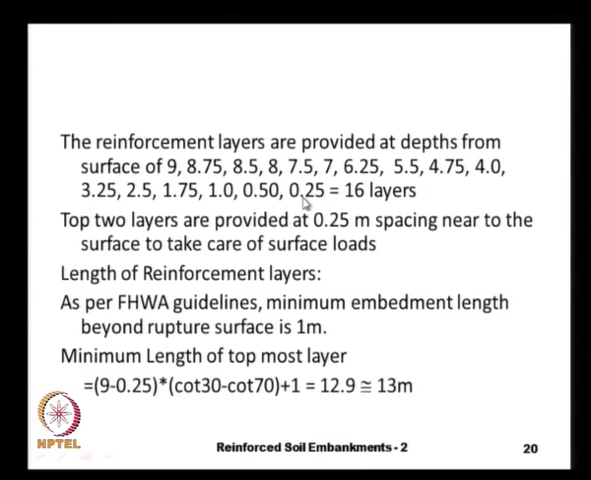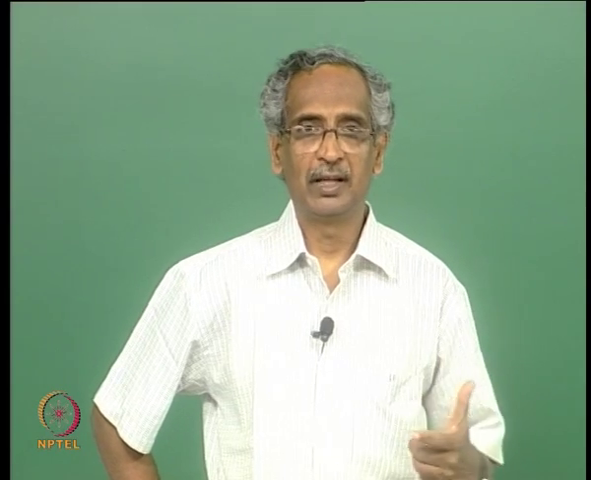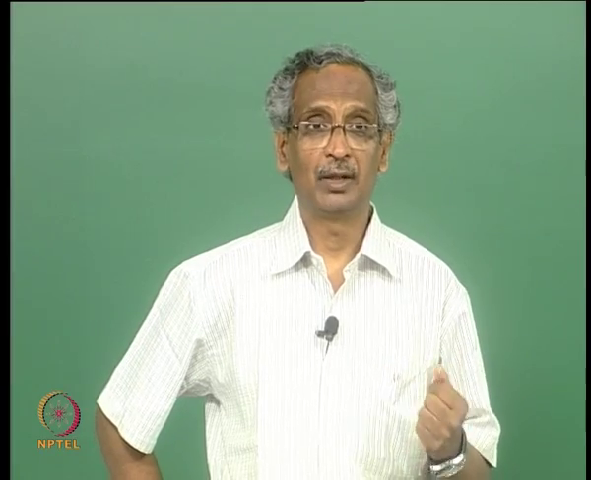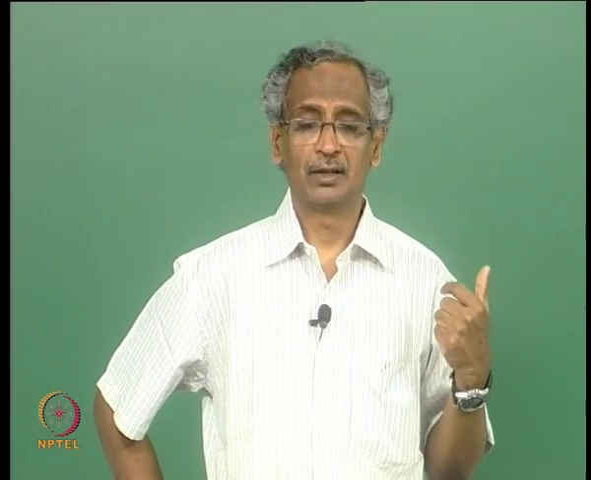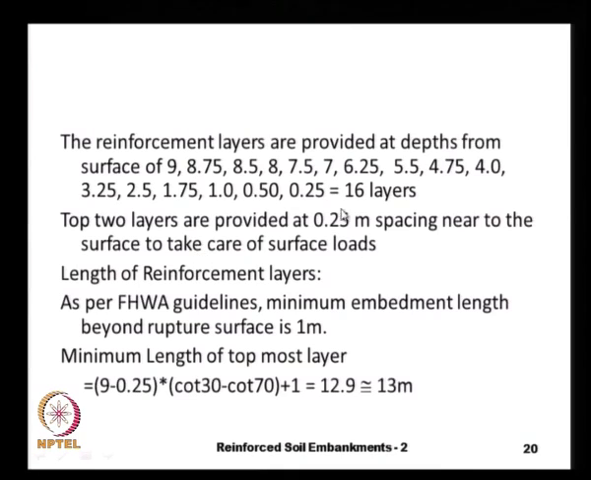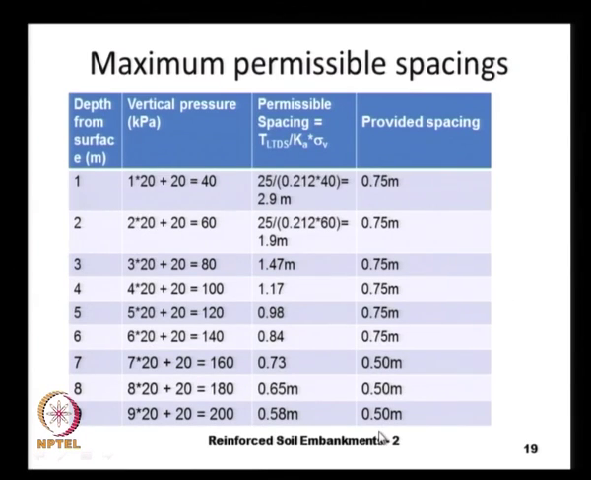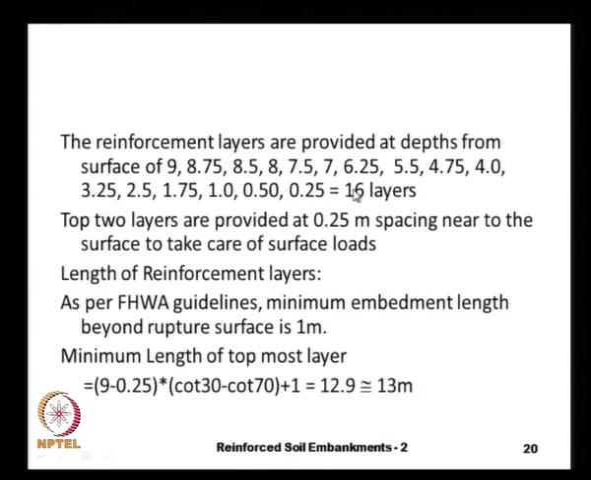And towards the top, we need one extra layer of reinforcement, because that is to take care of any surface compaction pressures and the surface traffic that is moving on. This we have provided as per the codal provisions: the topmost layer should be at a depth of one compaction layer, that is 250 mm in this case, and actually these provided spacings are slightly less than 500 mm, that is 250 mm, to accommodate 16 layers.